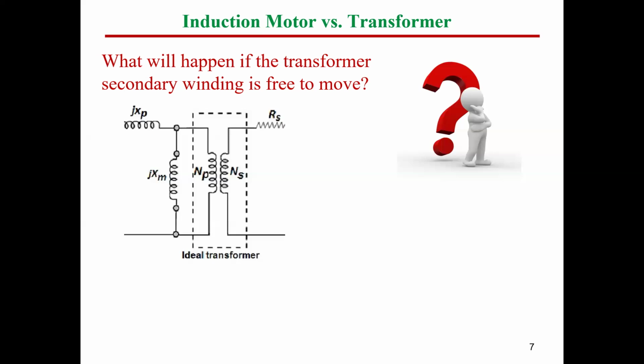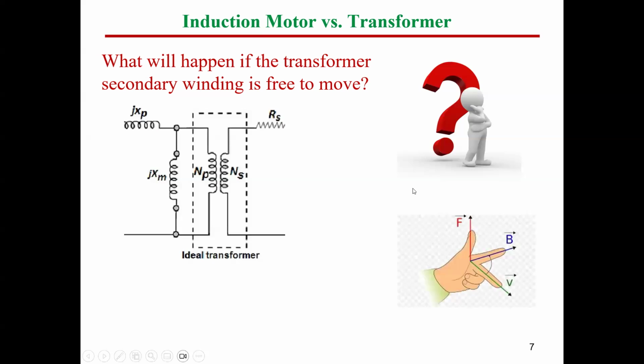However, we have a question here. What will happen if the transformer secondary winding is free to move? Free to move means we have another core for the secondary winding, and this core is not fixed. This core is allowed to move. If we supply this transformer, will the secondary side of the transformer move or not? Actually, this is typically now the concept of the induction motor.